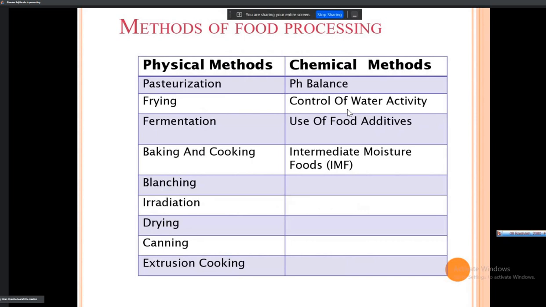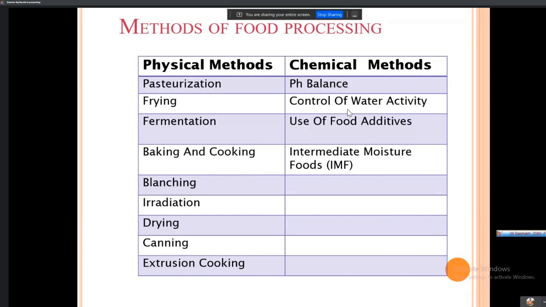So there are actually two methods of food processing. I have grouped them into two: the physical and the chemical method. The physical methods: pasteurization for milk, frying for potatoes or some foods, fermentation for making sinki and gundruk, then baking and cooking for biscuits and bakery items.